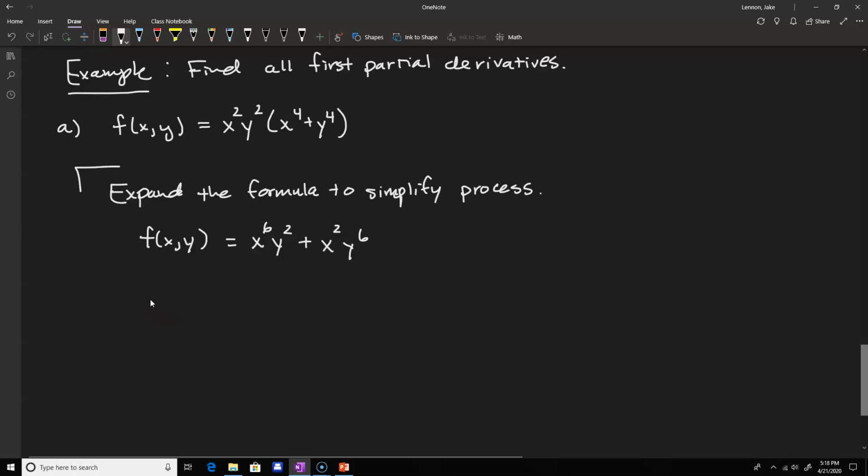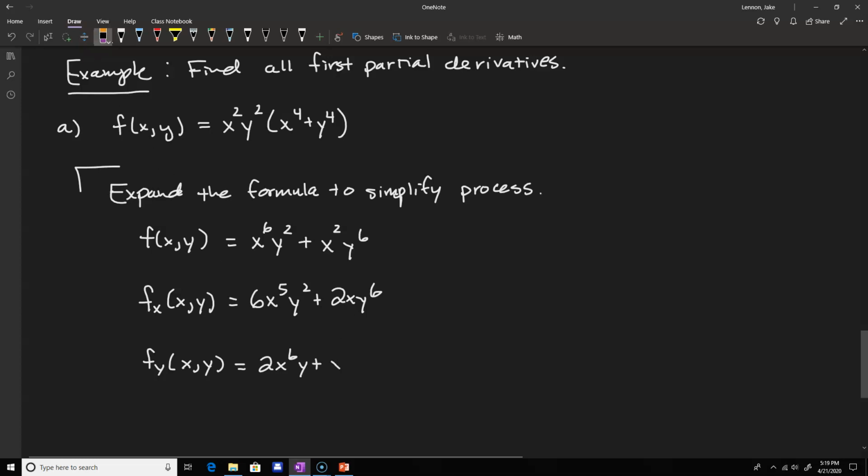So now we can go ahead and take partial derivatives. So the partial derivative with respect to x of this formula, the derivative of x to the sixth is 6x to the fifth, so we get 6x to the fifth y squared, and then the derivative of x squared is 2x, so we get 2x y to the sixth. And then the partial derivative, again, treat x as a constant and take the derivative of y, so we'll get 2x to the sixth y plus 6x squared y to the fifth.